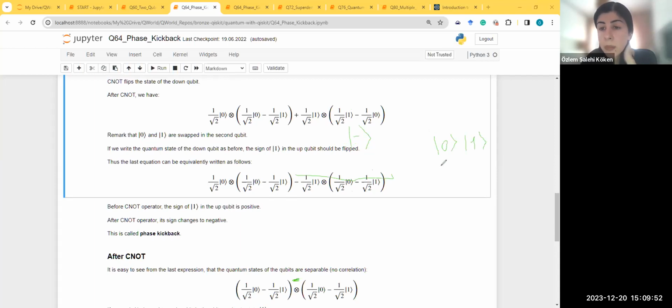Then we apply Hadamard to get plus and minus states. So we apply Hadamard here. Then we apply CNOT here. And applying CNOT changes this into minus minus. So that when we apply Hadamard back, this becomes state 1, 1.